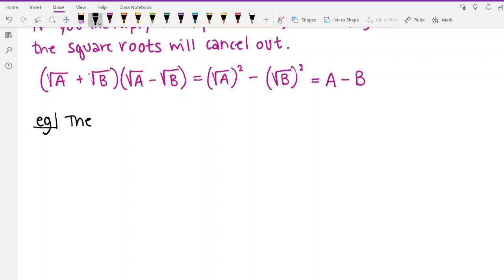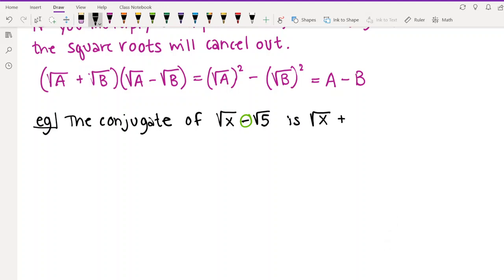So let's try to find the conjugate. Sorry, for some reason the touch screen on my tablet just doesn't want to write smoothly right now. So let's say we're trying to find the conjugate of the square root of x minus the square root of 5. All we have to do is take this negative sign and change it to a positive sign. So the conjugate would be square root of x plus square root of 5.